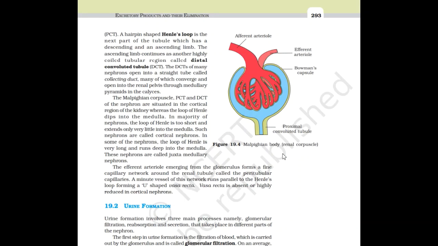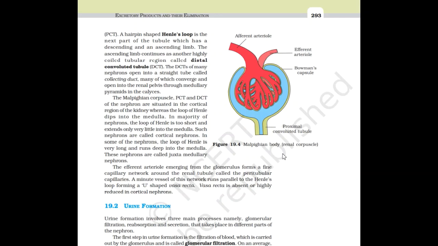The DCTs of many nephrons open into a straight tube called a collecting duct, many of which converge and open into the renal pelvis through the medullary pyramids in the calyces. The Malpighian corpuscle, PCT, and DCT of the nephron are situated in the cortical region of the kidney, whereas the loop of Henle dips into the medulla. In the majority of nephrons, the loop of Henle is too short and extends only very little into the medulla.